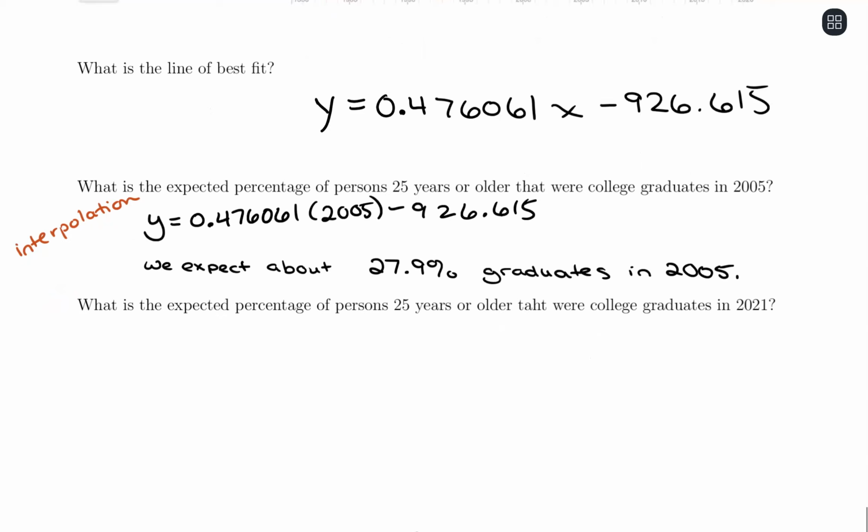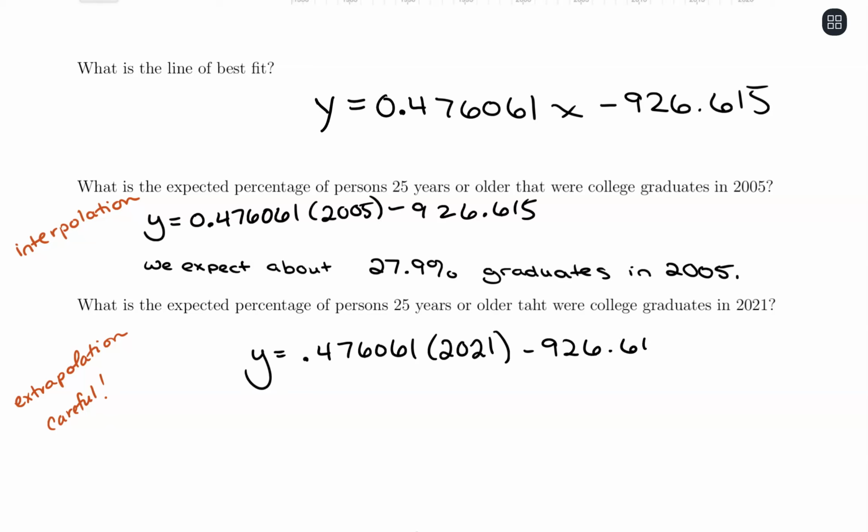This one where we're estimating for 2021, this is extrapolation. We want to be careful with trusting this value that we're getting out, but we can still plug it in. So we're plugging in 0.476061 times 2021 minus 926.615. Let's see what we get for this one. I'm just going to my calculator, and it is 35.5.